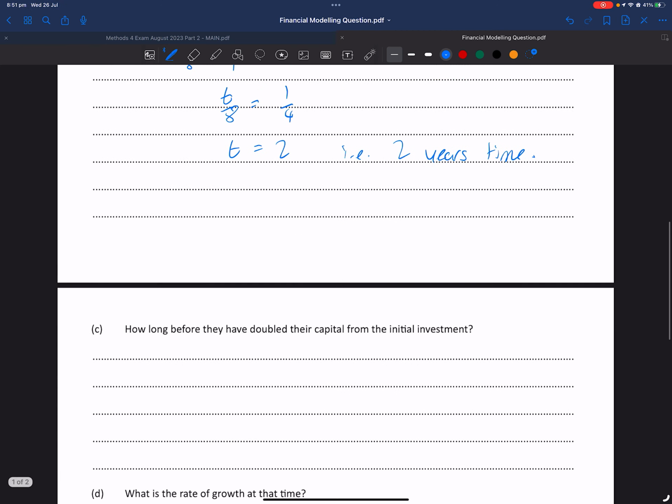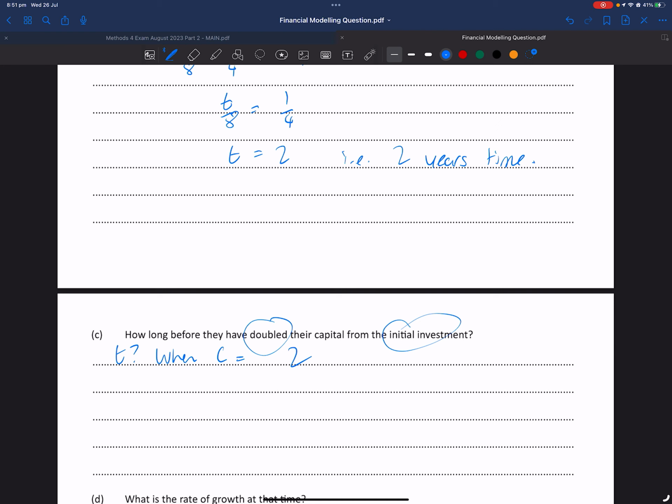Okay, cool. How long before they have doubled their capital from the initial investment? Alrighty, so doubled their capital. What does doubling mean? We know what doubling means. From the initial investment, oh, hang on, what did it say? The initial investment was $1 million. So what are we saying is how long? What is t when c is equal to 2?